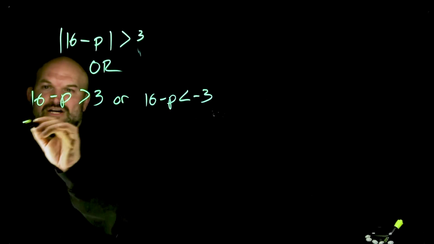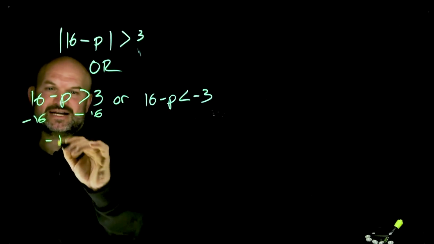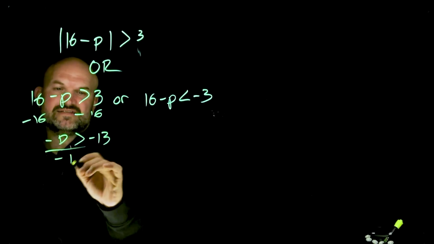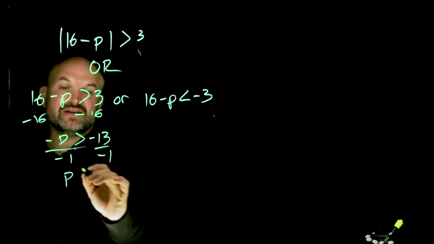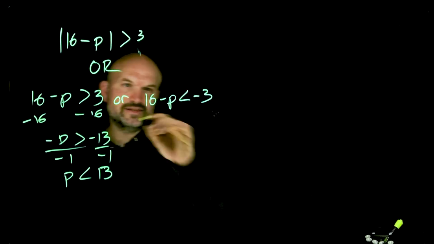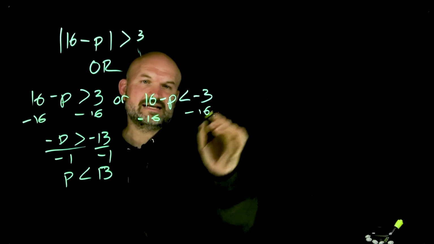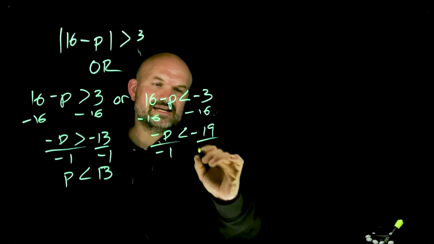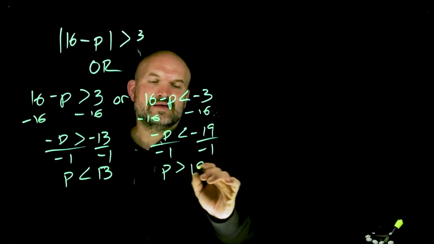So by solving, I'm going to subtract 16 on both sides. Negative p is going to be greater than negative 13. Divide by negative 1, and make sure to flip the sign. p has to be less than positive 13. And then over here, I'm again going to subtract 16 on both sides. Negative p is less than negative 19. Divide by negative 1. Again, I'm going to flip the sign.